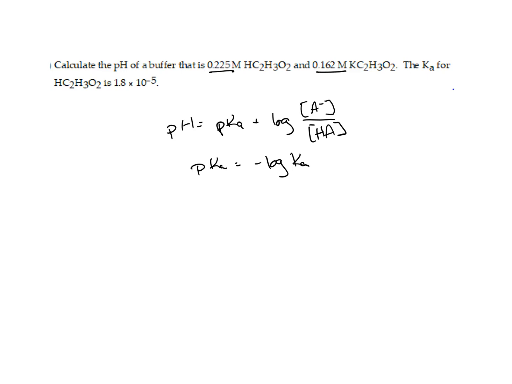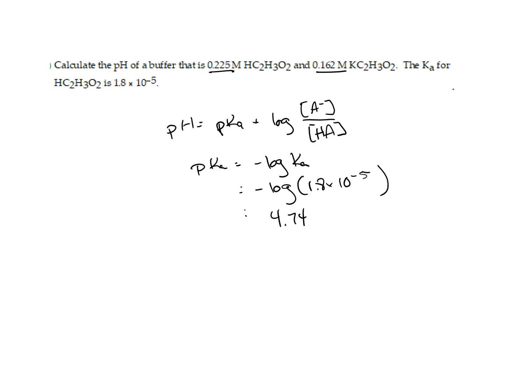Let's do Ka first, so we can just sub in here. This will say pKa for the acetic acid equals the negative log of the Ka, which is 1.8 times 10 to the minus fifth. And we can easily do the solution, and it's 4.74, which is our pKa for acetic acid.